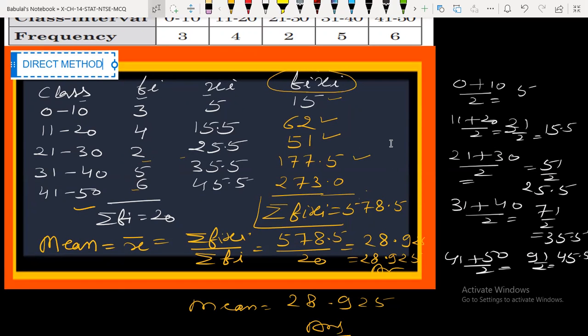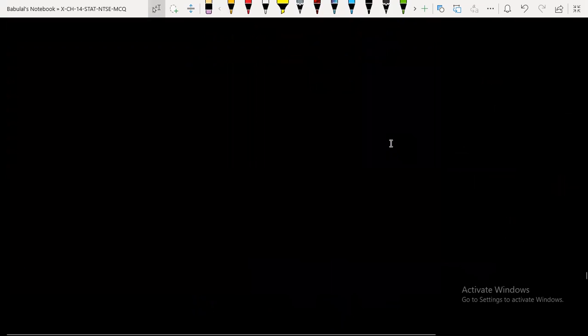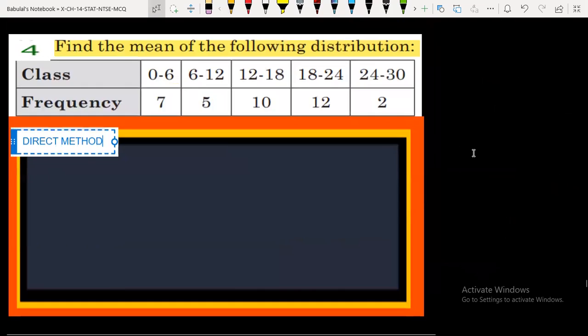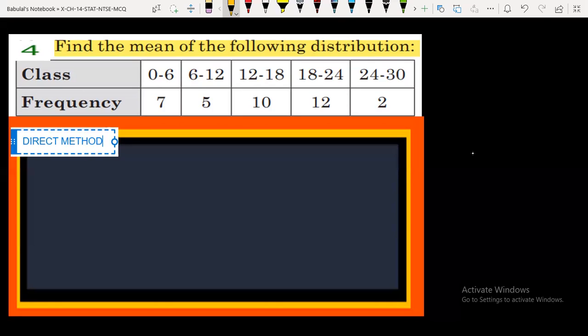If you have got this, then we go for the next question. The same method we have to also use here, the direct method, though it is not given by which method you have to find out. In the next video, we shall be discussing how to calculate the mean by the assumed mean method. This time I am taking only this method so that you become a bit more skilled in it.